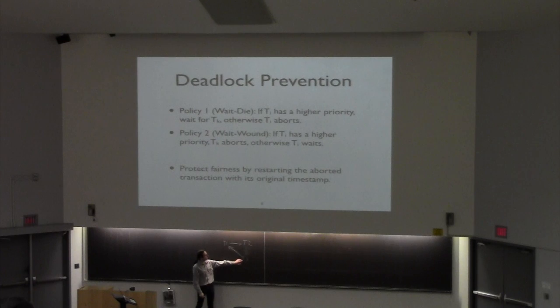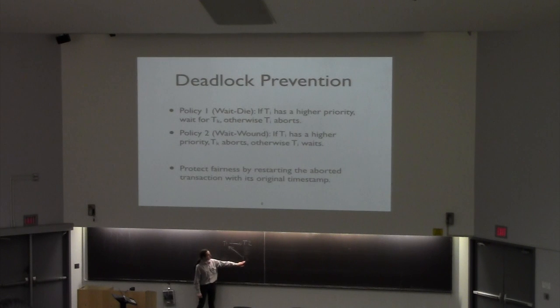is, rather than doing cycle detection in general, you make sure that no cycles can ever be created by figuring out what edges are getting created in this waits-for graph, just making sure that certain kinds of edges can't ever be created. There's two ways to do this.